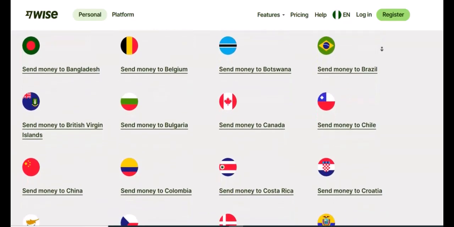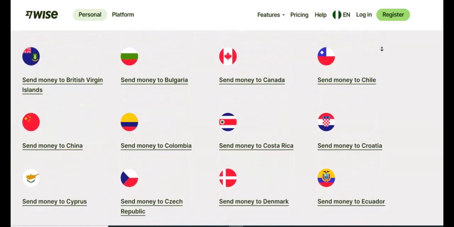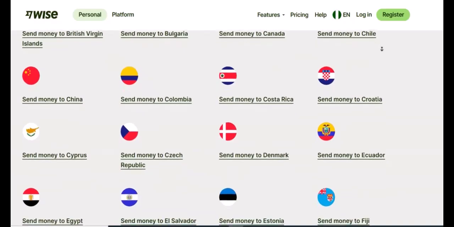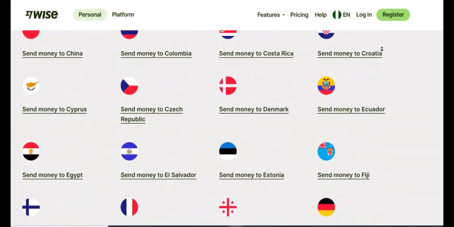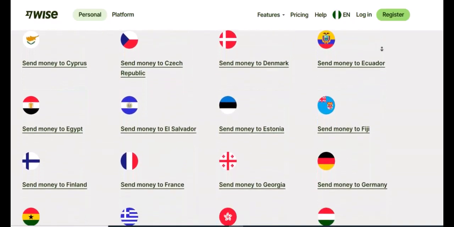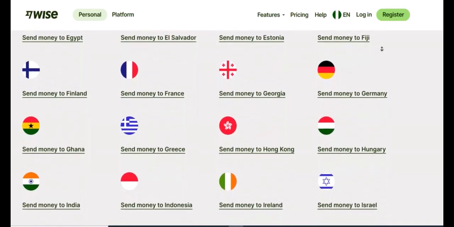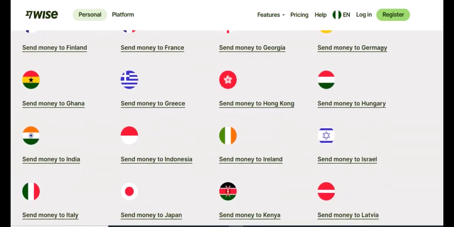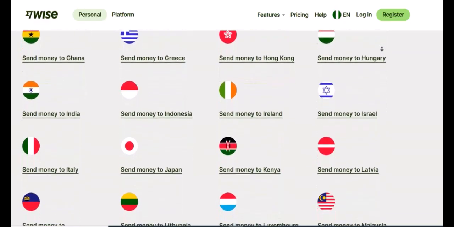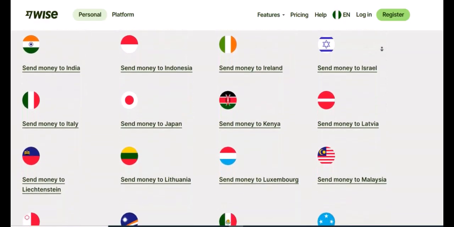Key advantages of withdrawing from Wise to your bank. Cost-effectiveness. Wise is renowned for its transparency and low fees. When you withdraw from a foreign currency balance to your local bank account, you benefit from the mid-market exchange rate, without the hidden markups that many traditional banks add. The fees are upfront and typically much lower than what you'd pay for a bank-to-bank international transfer.